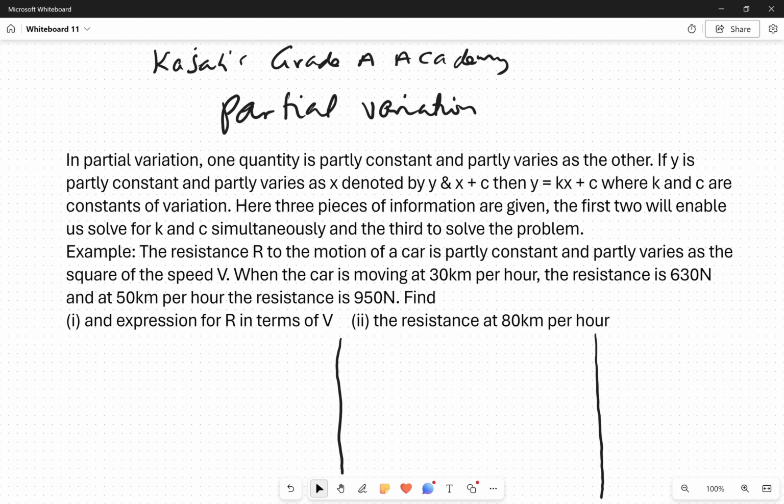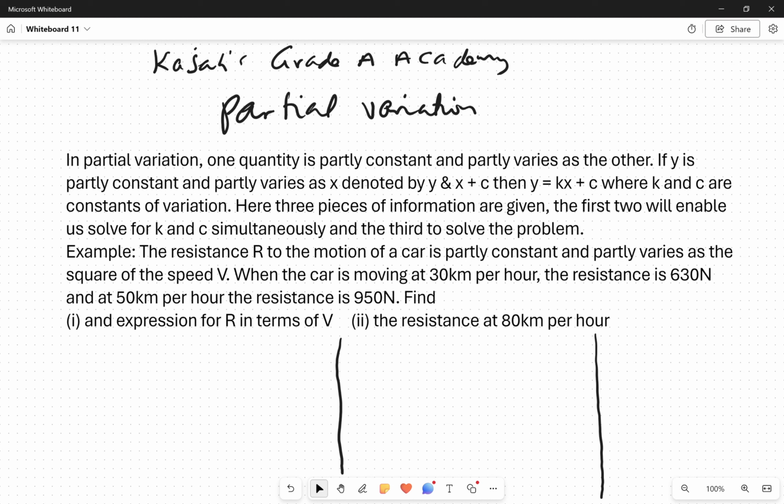This is the last tutorial on variation. So the last part is partial variation. Let's recap. We did direct variation, we did inverse variation, and then we did joint variation. And the last one is partial variation. So they increase gradually in complexity. But as long as you understand the concept, you can always solve any problem.